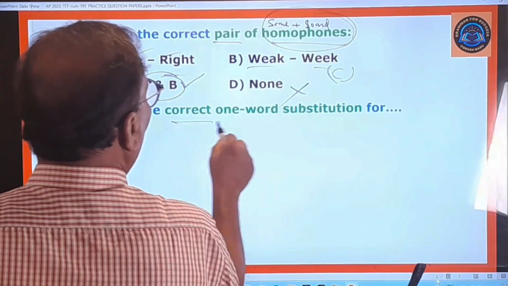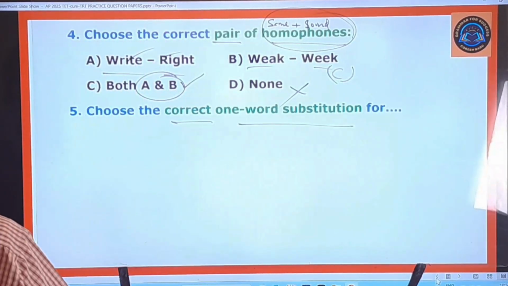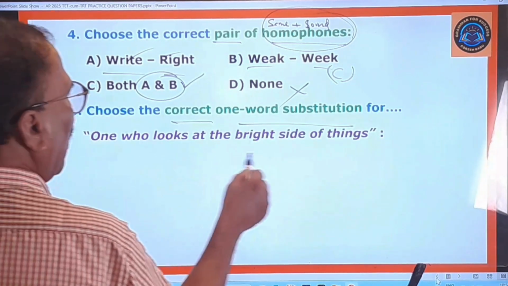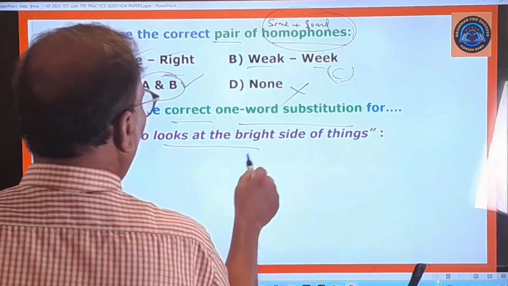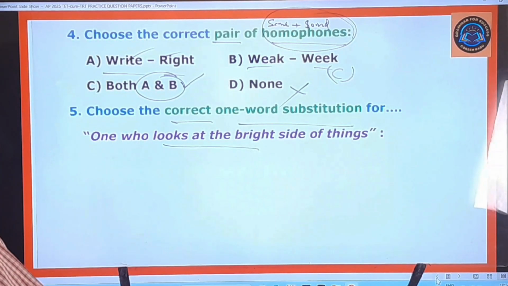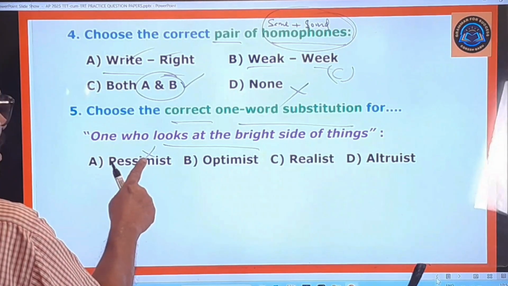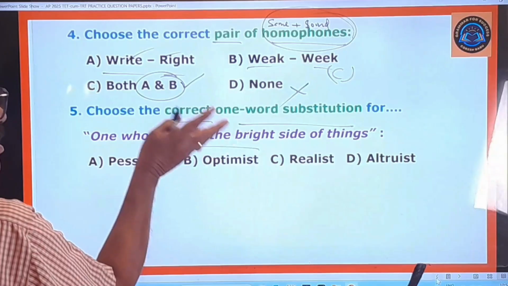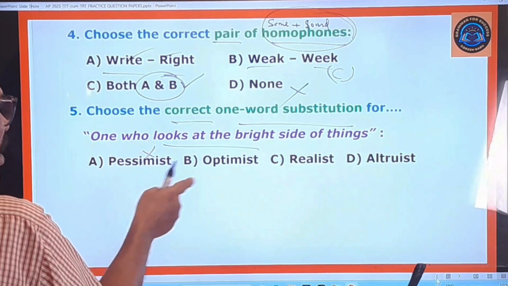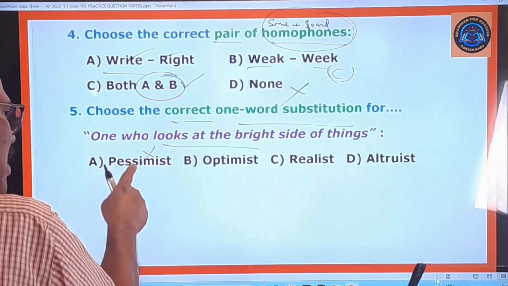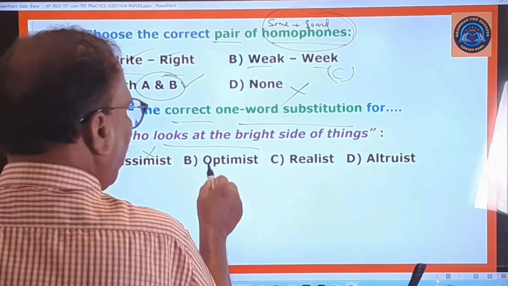Choose the correct one word substitution for what? One who looks at the bright side of things. Bright side of things. What is that person called? Here let us look at the options given. Pessimist means one who looks at the dark side of things, and therefore in Telugu he is called Nirashavadi. And here optimist is there.